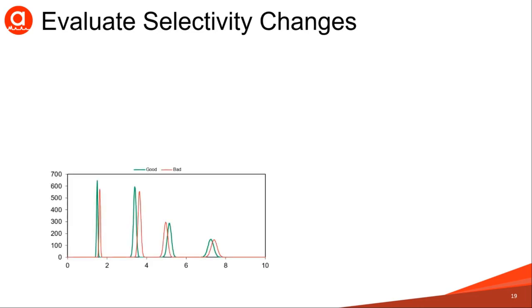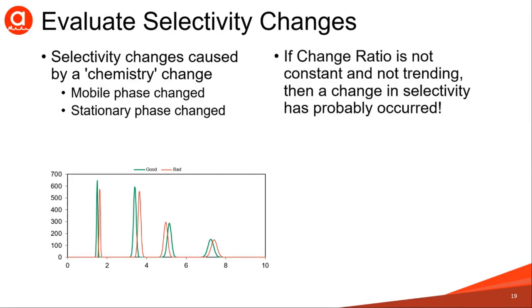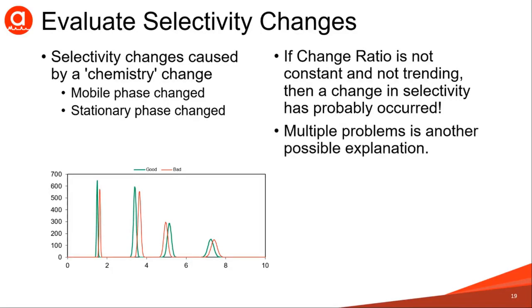Now, there is another possibility that we have to consider. What happens if both the mobile phase changed and the stationary phase changed? And by changing, we mean the chemistry actually changed. This is what we call a selectivity change. In this particular case, the change ratio for retention times is not likely to be constant, and it's also not likely to be trending. So then a change in selectivity is one likely explanation.